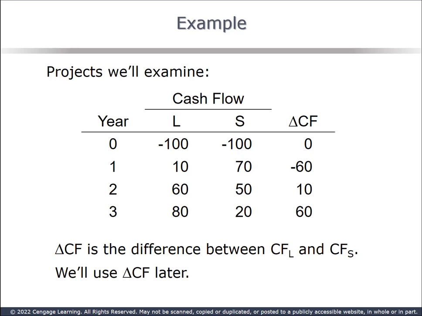Here are 2 sample projects we'll use to demonstrate the various methods. Project L is a long-term project in the sense that its cash flows start small and build. Project S is the opposite. Its cash flows start with a bang in year 1 and decline. The column change in cash flows, we'll be using that later.